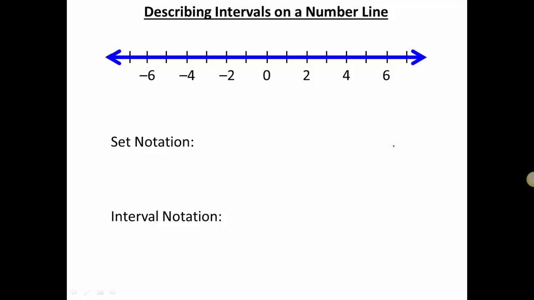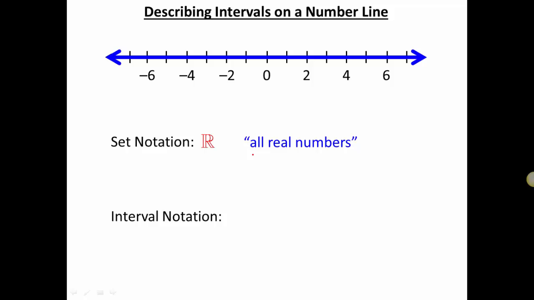So what about this one? Here I'm saying I'm going all the way to the left, I'm going all the way to the right, I'm actually using all the values on the number line. In set notation, the way we say we're using all the values on the number line is this symbol right here. That symbol means all real numbers.